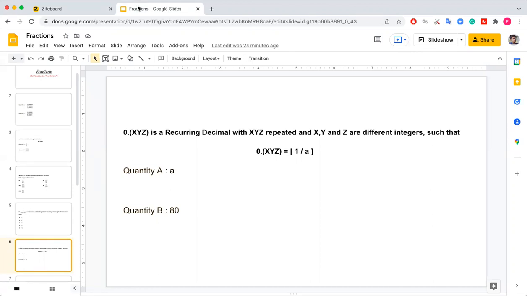Answer D. Maybe answer D. Okay, so everyone is coming with the answer D. So what's the logic behind having the answer D?